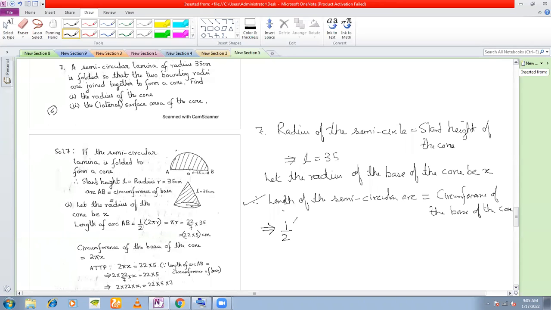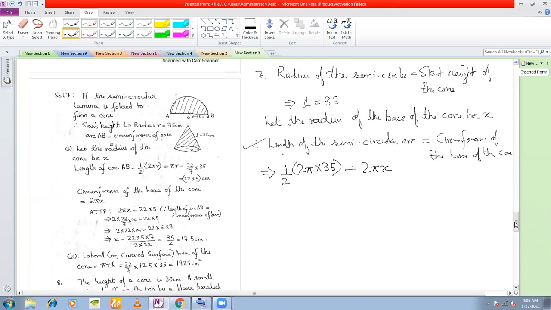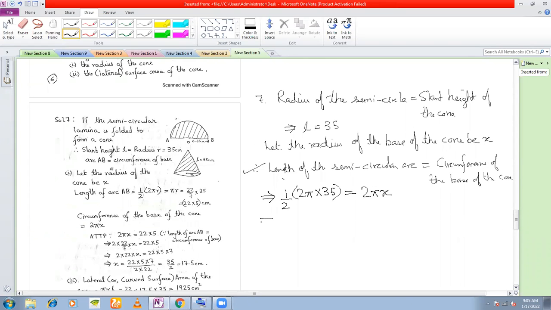What should be the length of the semicircular arc? Half of 2 pi r. What is the radius of this semicircle? It is equal to 35. Half of 2 pi r is the length of the semicircular part, and it is equal to the circumference of the base. The base of the cone is circular, so the circumference will be 2 pi x. So from this we can find x, the radius of the base.